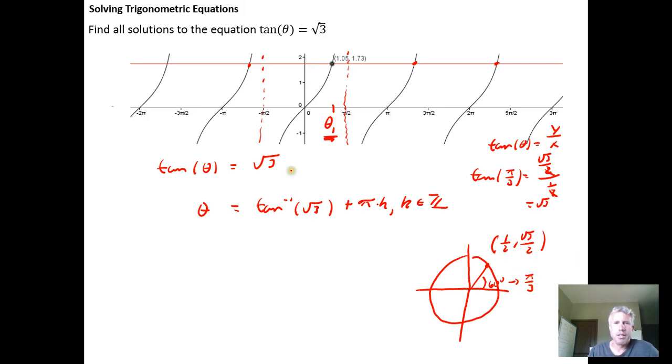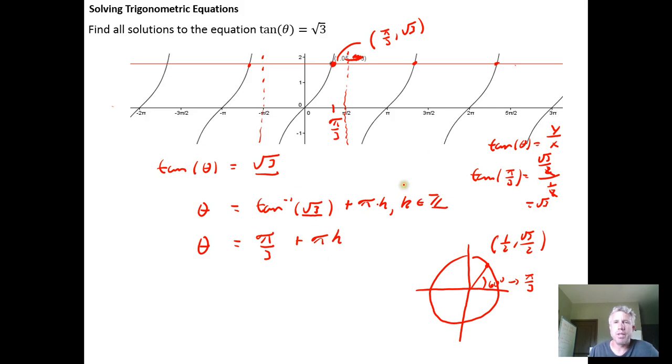So pi over 3 is the angle that generates the side ratio square root of 3, and that's what the output of the tangent function is. It's the angle that generates this side ratio. So I can actually get this exactly using a special angle. The special angle that gets it is pi over 3 radians. So this theta sub 1 right here is actually pi over 3, which means this ordered pair, which GeoGebra gave me decimal approximations for, is pi over 3, comma, square root of 3. And it's plus pi times k to get to all of the other intersections.